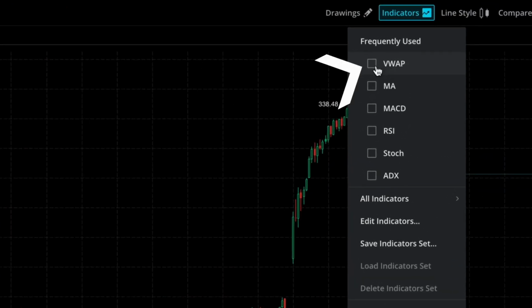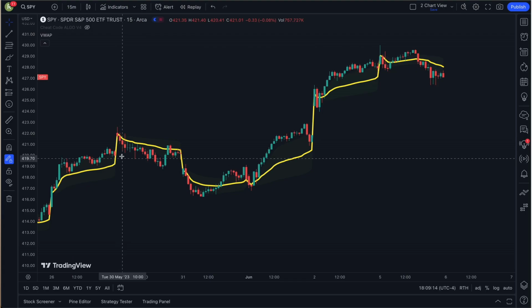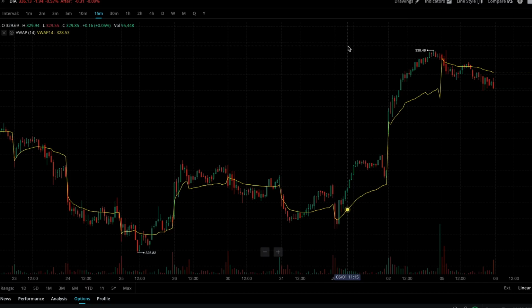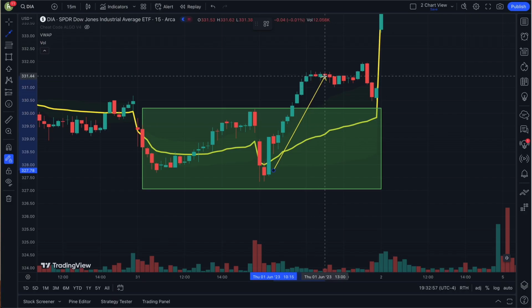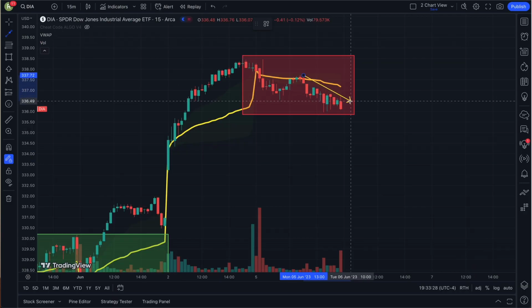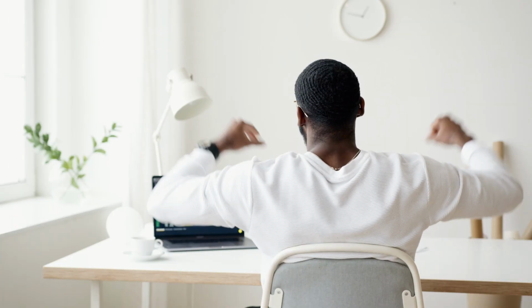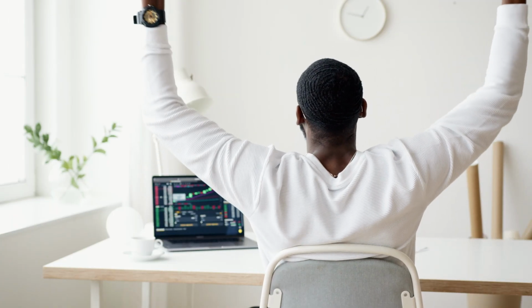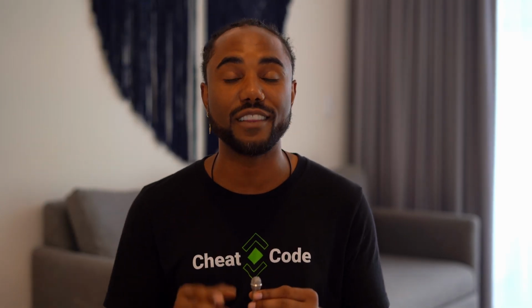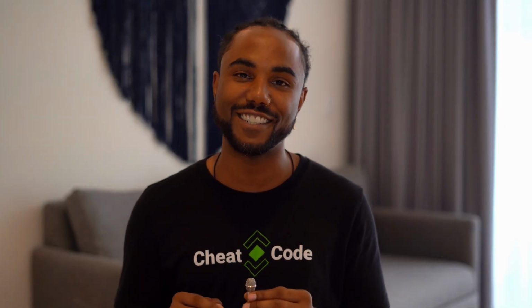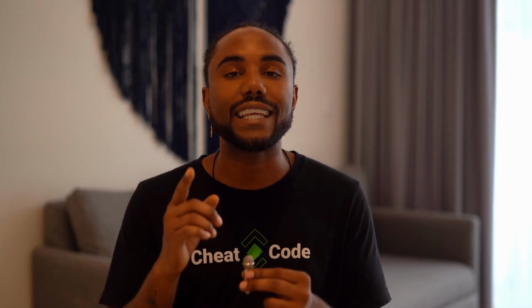In conclusion, VWAP is a powerful tool that can help you make informed trading decisions. By using VWAP to identify trends, determine fair value, identify support and resistance levels, while monitoring volume and practicing risk management, you can increase your chances of success in the stock market. So go get ahead of the game and start incorporating the VWAP indicator into your trading strategy. And remember, the key is always to stay informed and keep learning.